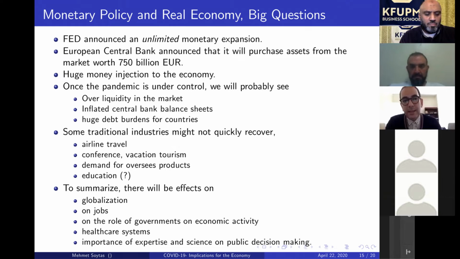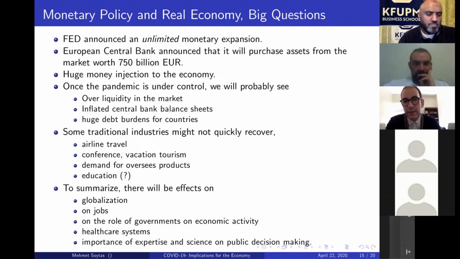Okay, and the European Central Bank, the other big bank that governs the Eurozone area, announced that it will purchase from the market worth 750 billion in the coming months. Okay, so these are huge money injections into the economy, unprecedented by any measure compared to previous crises or recessions or even wars. Okay, so once the pandemic is under control, we will probably see over liquidity in the market with this monetary expansion, and we're going to see inflated central bank balance sheets with the assets bought from the market to inject the money, and probably we will see huge debt burdens of countries, because not every country has the capacity to print money to support this monetary expansion.